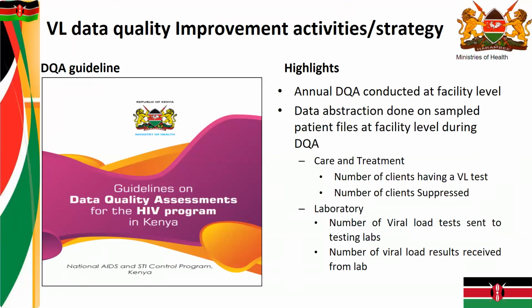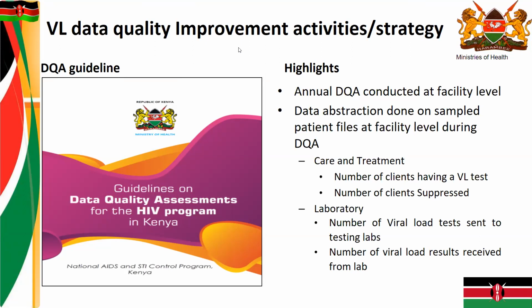Okay, so for the data quality improvement activities, what are the strategies that we've put in place? We launched our data quality assessment guideline in the month of April, and some of the highlights in the DQA guideline are around viral load, and it's mainly guiding us on how to conduct DQA at every level of service. It has a session which looks at abstraction, and by abstraction, it means we are comparing different sources of data, and then we are seeing how we're performing for the various aspects of data.